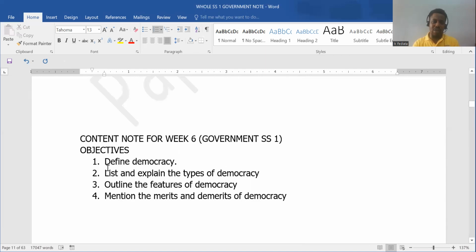Remember, we looked at the following: democracy, the types, listing and explaining the types of democracy, outlining the features, and now discussing the merits and demerits.